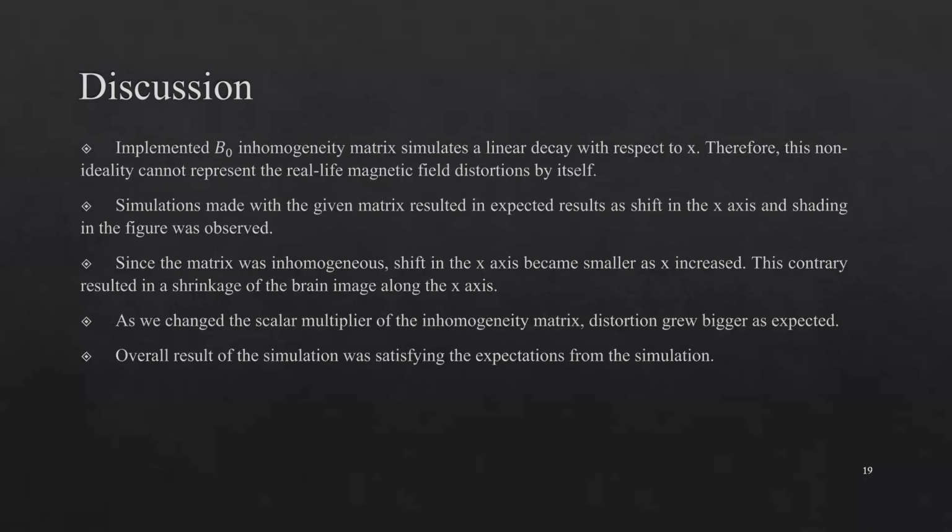The implemented B0 inhomogeneity matrix changes only in the x-axis. Therefore, this non-ideality cannot represent the real-life magnetic field distortions by itself. However, the simulations made with the given matrix resulted in expected results. Since the matrix was inhomogeneous, the shift in the x-axis became smaller as x increased. As we changed the scalar multiplier of the inhomogeneity matrix, distortion grew bigger as expected. Overall, the result of the simulation satisfied the expectations.